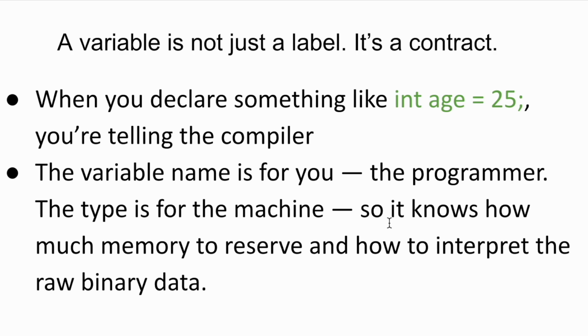So, in short, a variable connects three worlds. Your logic as a developer. For example, you are tracking users' age, so you declare the variable age. The compiler and JVM, which prepare the code for execution. And also the physical memory hardware, which stores and retrieves the data.